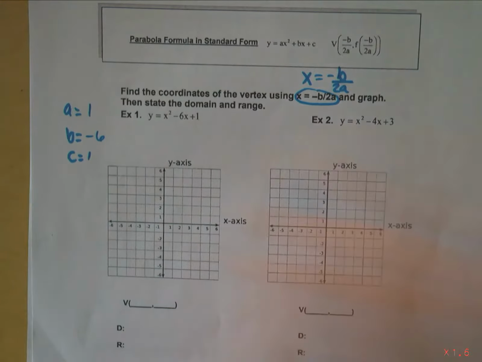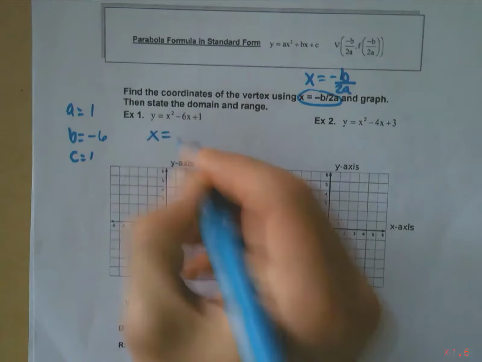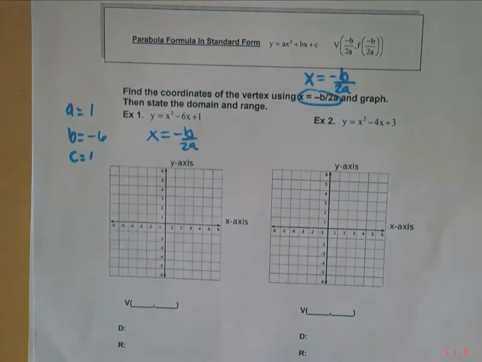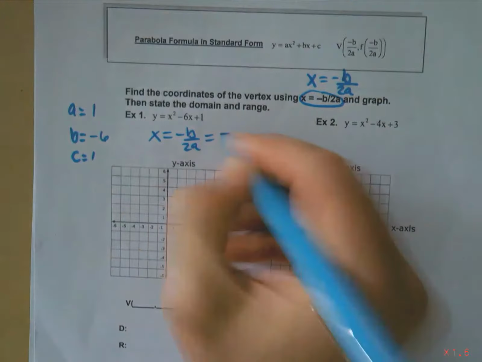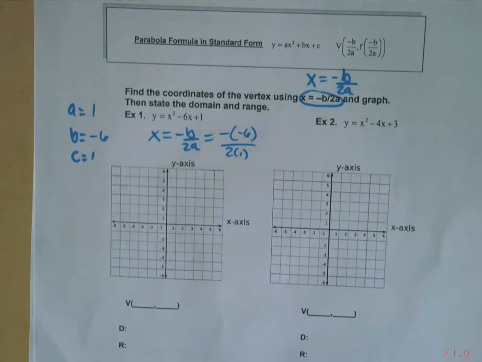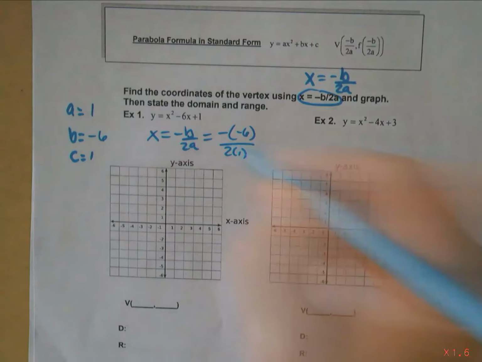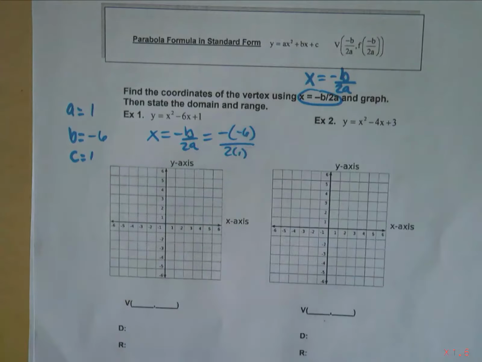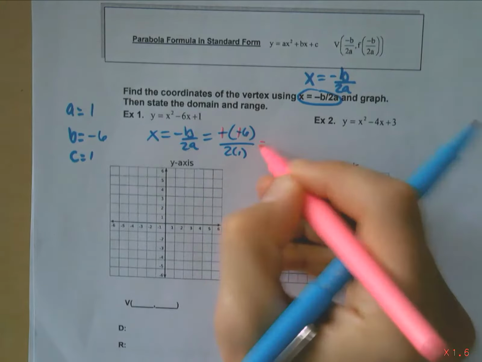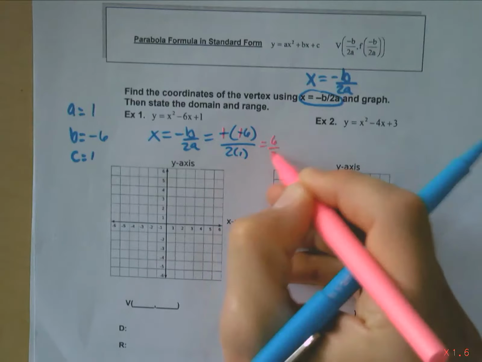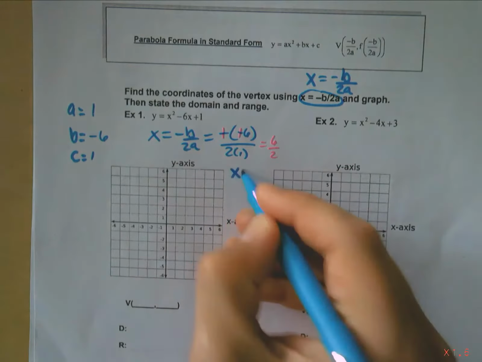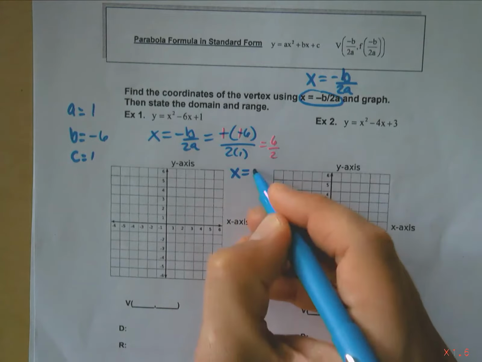So as we take a look, I'm going to go ahead and plug those numbers in to negative b over 2a. So I have the opposite of negative 6, and then I have 2 times 1. When I take the opposite of negative 6, we should know that's positive, right? So that becomes 6, and then 2 times 1 is 2. So we finish up, and 6 divided by 2 is just 3.